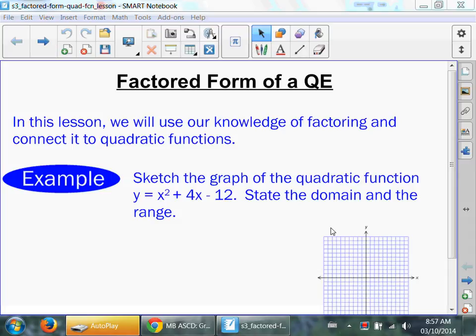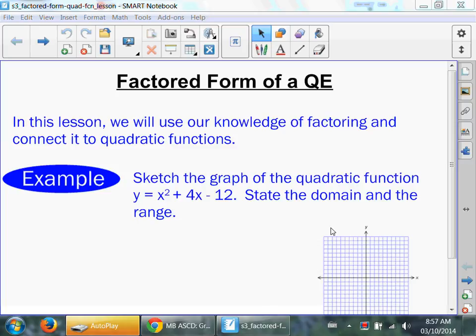Hi, grade 11s. Today we're going to take a look at the factored form of a quadratic equation or quadratic function. We spent the last couple days factoring because we need the factoring piece to be able to do this piece today. So I'm assuming that you're all factoring experts, so let's get to it.